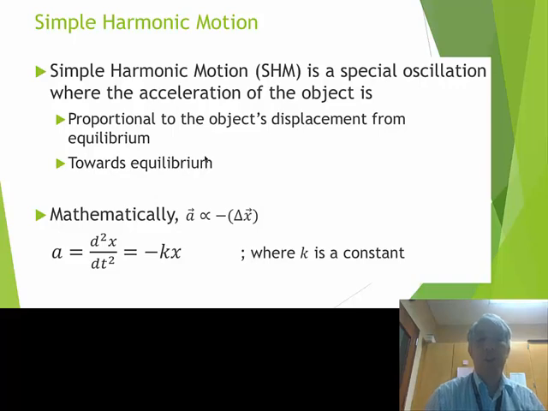Mathematically, it turns into acceleration is equal to minus some constant k times x. I probably shouldn't have used the letter k there because k is what we would use for the spring constant, but I'll have to fix that in the next iteration. Also remember that acceleration is the second derivative of x with respect to time, the first derivative being velocity.